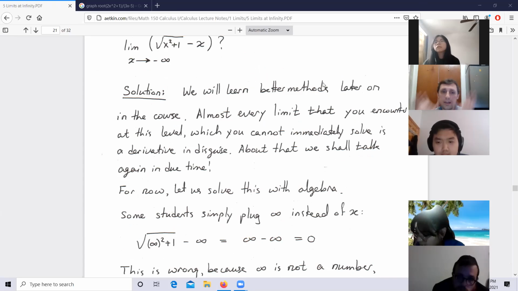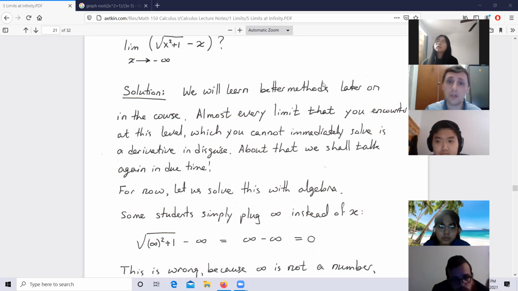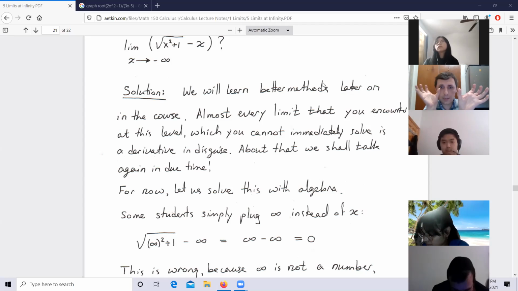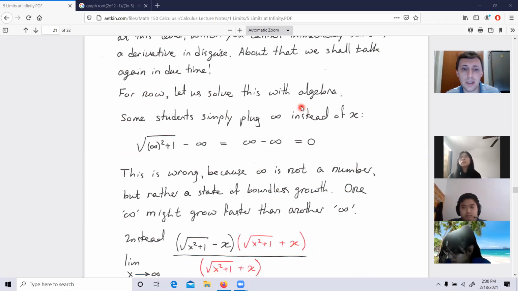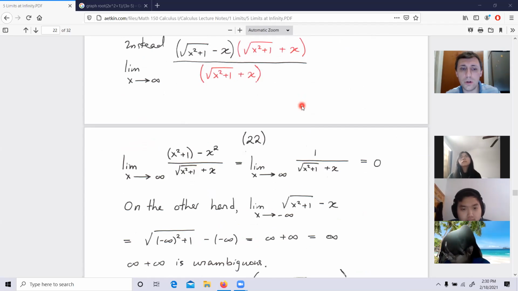If I take a large number minus another large number, which is larger? Are they the same or almost the same, or is one much bigger than the other? This is just saying we're dealing with a large number, and from a large number I subtract another large number. It's very unclear what happens. We need to investigate. So we multiply by the conjugate.